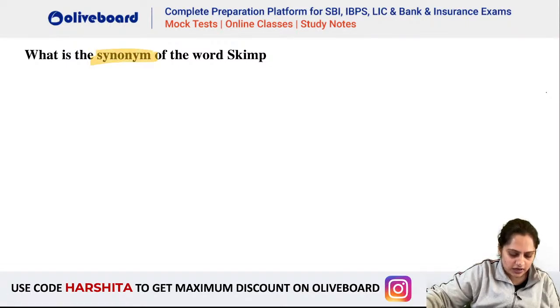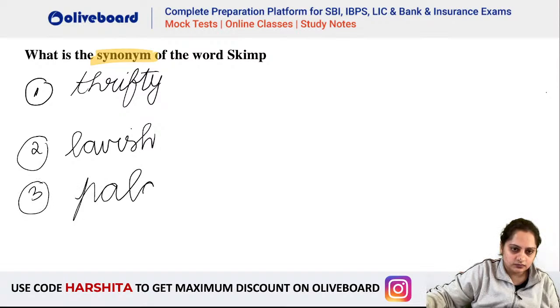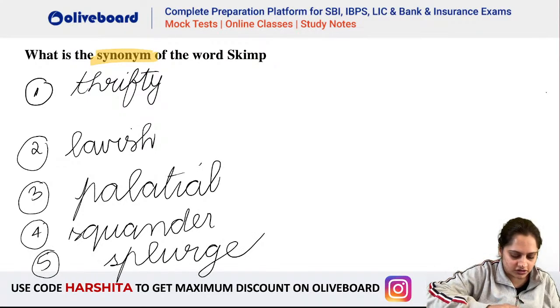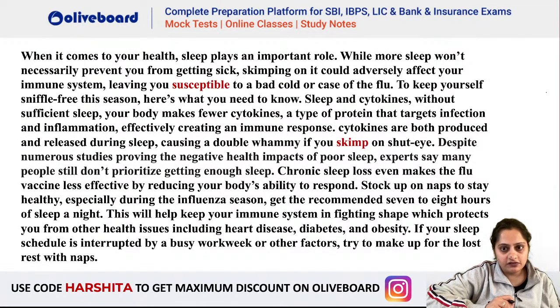Okay, so the options, I will show you the word also in the paragraph. First option is thrifty. Second option is lavish. Third option is palatial. I hope you have heard these options. Squander and splurge. What is the synonym? Now the word skimp, where was it given? It is highlighted here. If you skimp on shut eye, it is given like that.